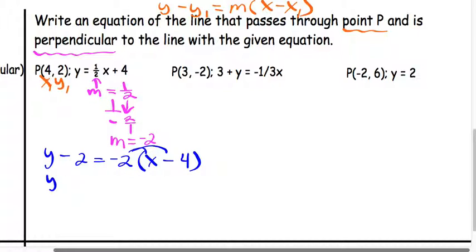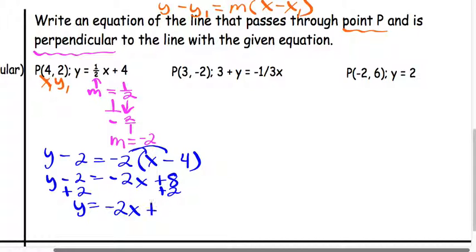So the left side, y minus 2, distributing here, -2x, -2 times -4, +8. Then add 2, y equals -2x plus 10. And that is the equation that is perpendicular to the given one that goes through the point they gave us. The next two, you work them pretty much the same.